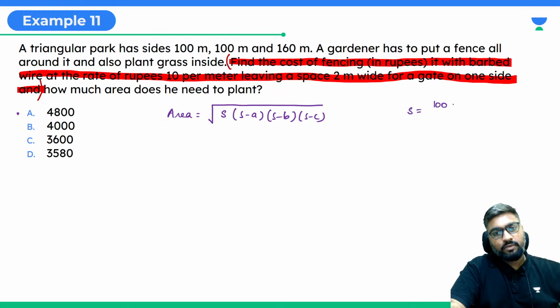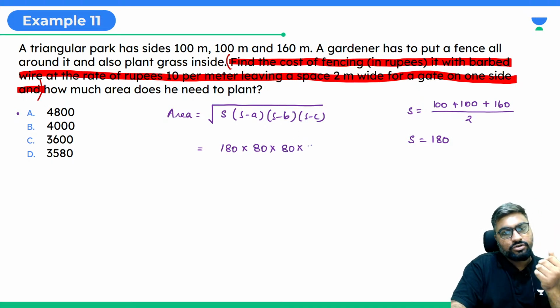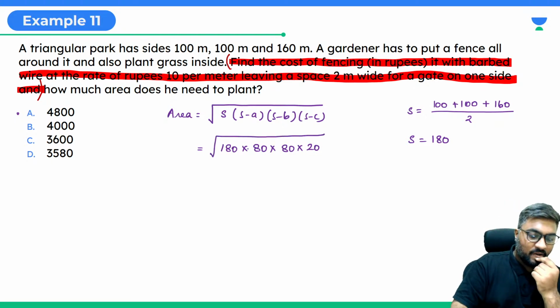All three sides are given, 100, 100 and 160. So this is 360 by 2. S is 180. So our area will be what? Square root of 180 into 180 minus 100, 80. 180 minus 100, 80. Then you have 180 minus 160, 20. One thing, 80 and 80, the square root is 80.